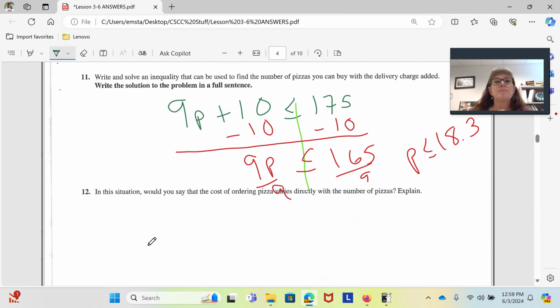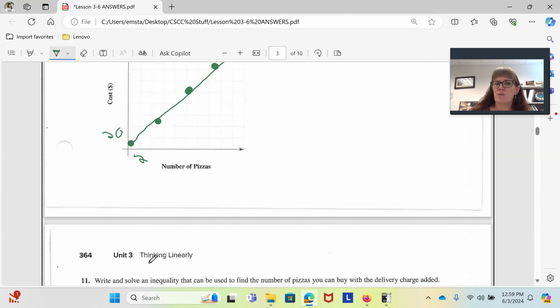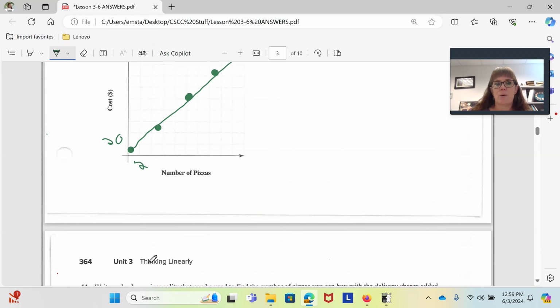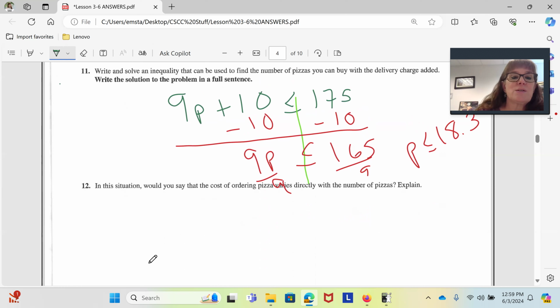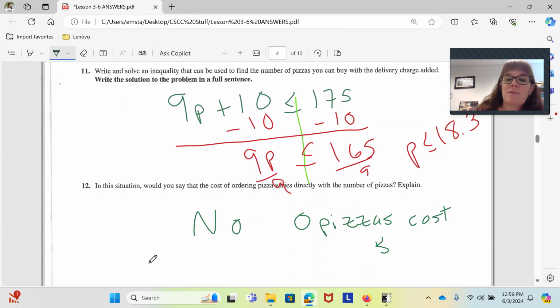We graphed it. That's good. It has to go through 0, 0. It has to go through the origin. Did we go through 0, 0 here? Did 0 pizzas cost $0? No. They cost 10. So the answer is no, it does not vary directly. And the reason is 0 pizzas cost $10. For this to be direct variation, 0 pizzas would have to cost $0.